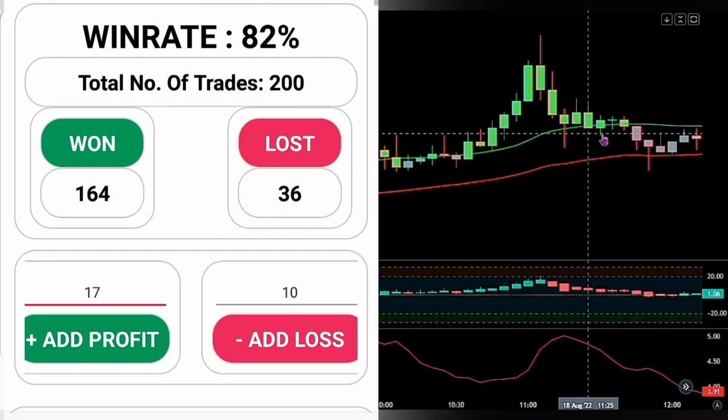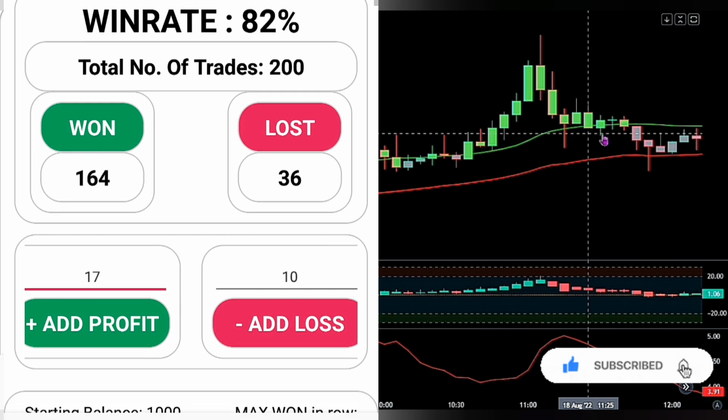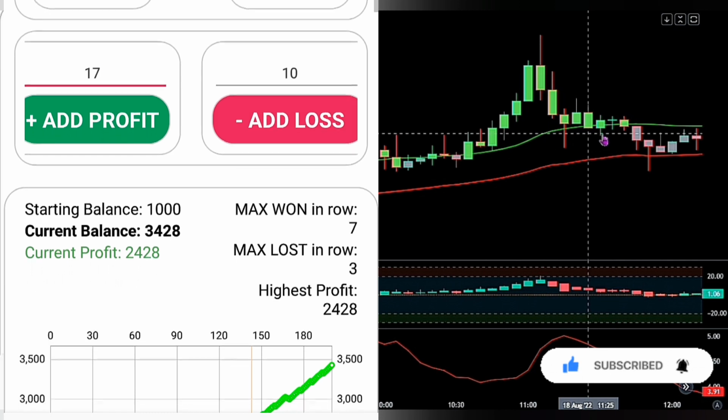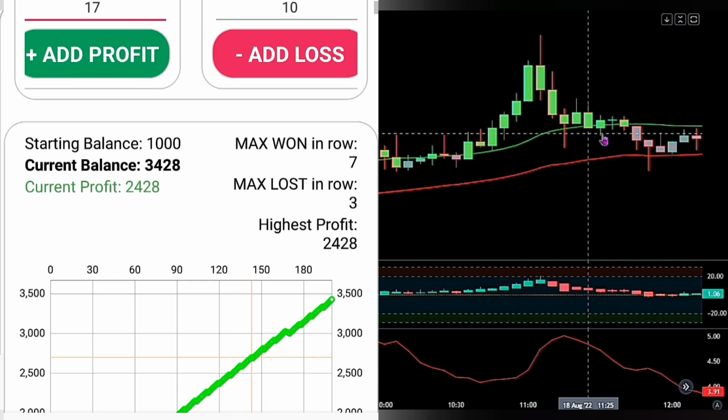So we just finished the backtesting for this strategy, and we can see that the results are amazing. We had a win rate of 82% in 200 backtested trades, having won 164 trades and lost 36, which made us 242% return on investment. And I found those wonderful trade setups within 5 months.